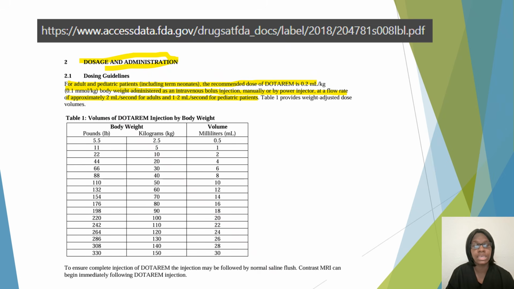You can also see, according to this website, accessdata.fda.gov, the pounds, the weight, and how many milliliters you should be giving each patient. So you can use this for your reference.